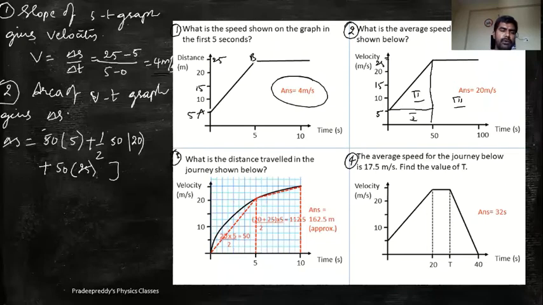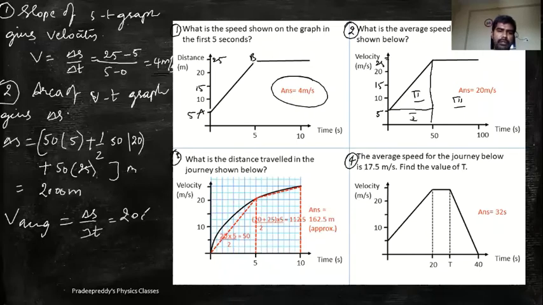Now if you calculate this total, you will be getting approximately 2000 meter, that is delta S. Now we should find out V average. V average is equal to delta S divided by delta T, that is 2000 by how much is time? 100. 2000 divided by 100. Two zeros get cancelled. So V average is equal to 20 meter per second. This is the final expression. Answer is valid. 20 meter per second is the answer.